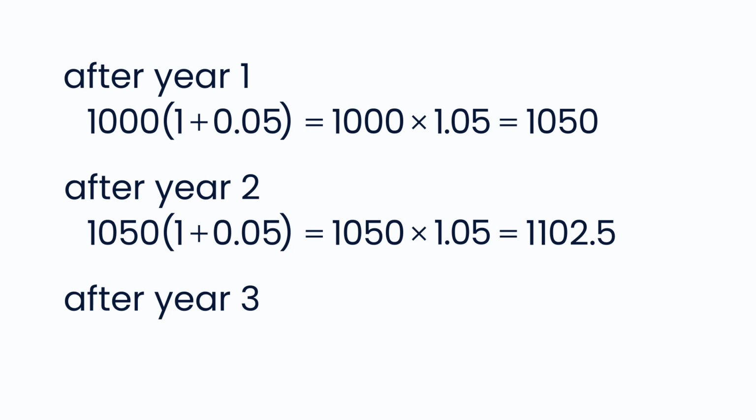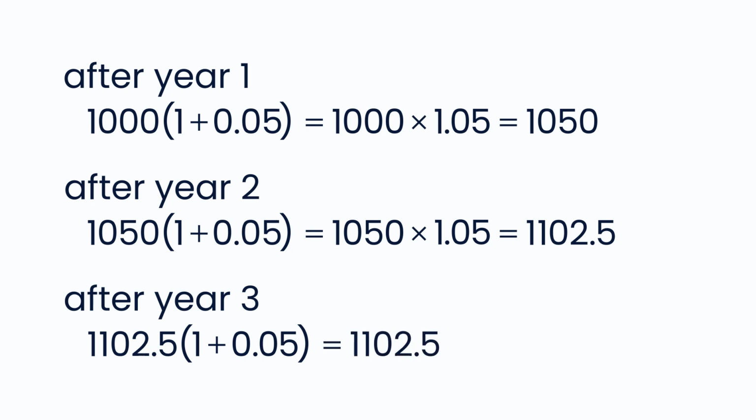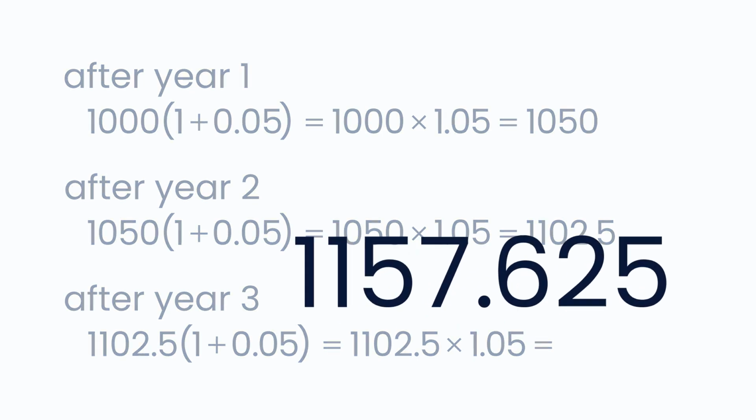Finally, you have to find the amount in the account after year 3. Again, the initial amount is the final amount from the previous year. So you have 1,102.5 times the quantity 1 plus 0.05, or 1,102.5 times 1.05, which is equal to 1,157.625. As you can tell, this was a very time-consuming process. But doing things faster and smarter is always nice.